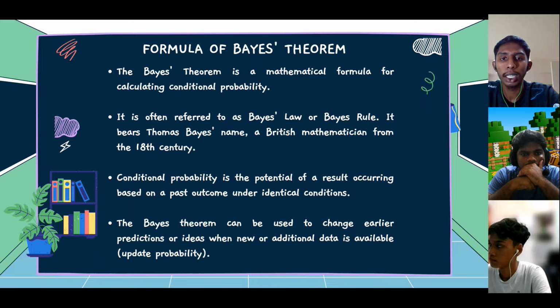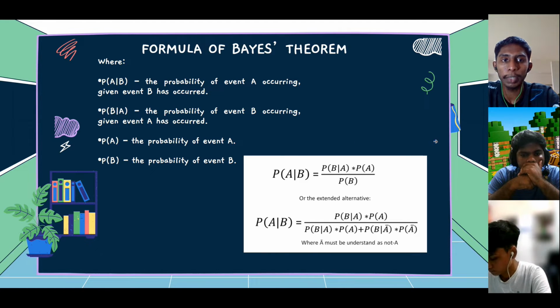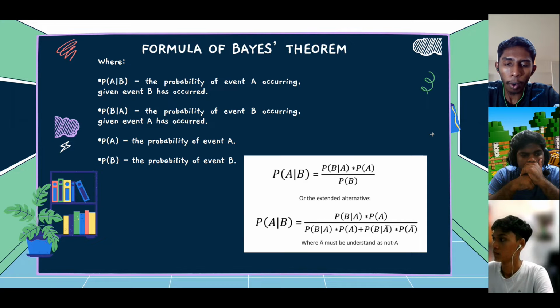Update probability. Let me explain what Bayes' theorem is. First of all, we start with P(A), which is the probability of event A, and P(B), the probability of event B. P(A|B) is the probability of event A occurring given event B has occurred, while P(B|A) is the probability of event B occurring given event A has occurred.